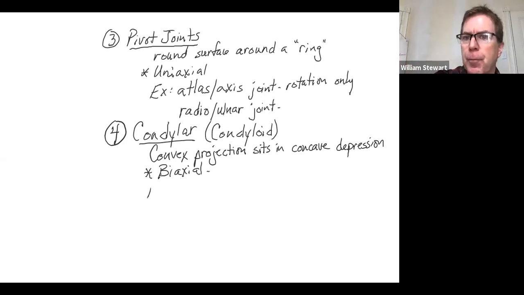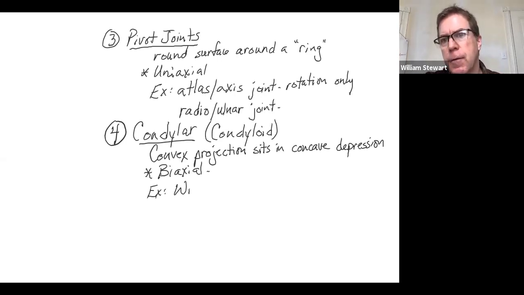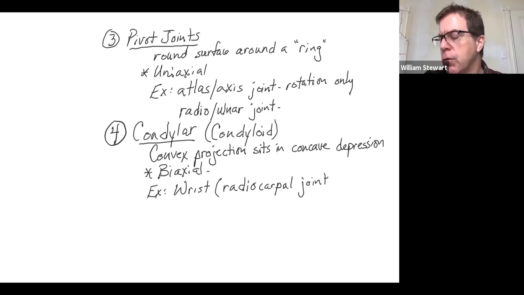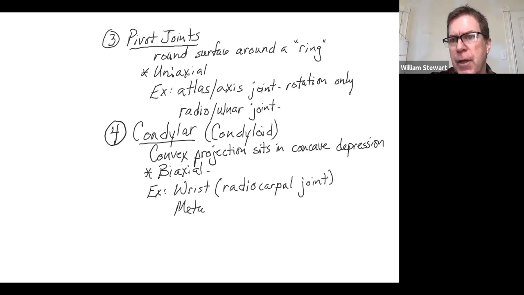Examples would be the wrist joint. Scientifically, that's called the radiocarpal joint. You know, if you hold your arm out, you can move your wrist in more than one plane, not just up and down, that would be uniaxial, but you can also start to rotate it or move it back and forth. So it's biaxial.